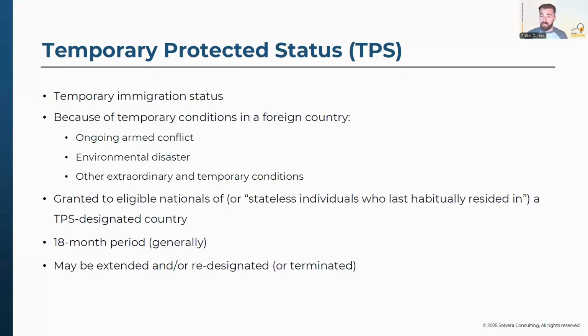The US may designate a country for TPS if it's unsafe for its nationals here in the United States to return there because of armed conflict, environmental disaster, or for other extraordinary and temporary conditions. It's granted to eligible nationals or stateless individuals who last resided in a TPS designated country. It's generally designated for 18 months at a time, and it may be extended, redesignated, or terminated by the government.